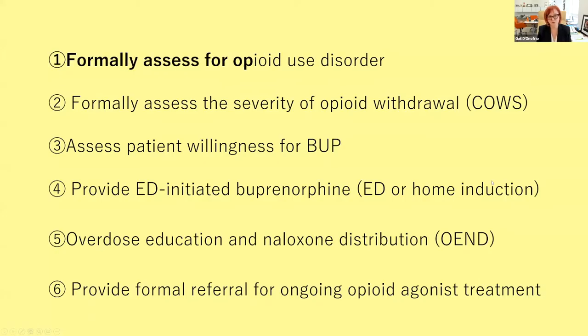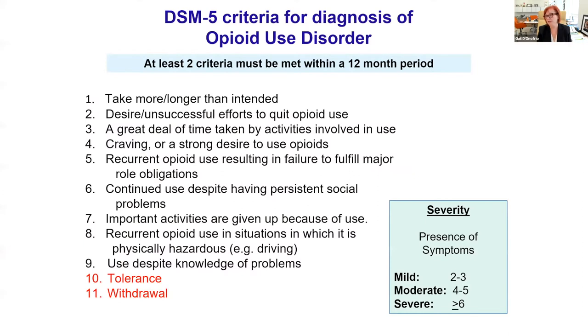So first of all, formally assessing them, you need to make sure that they meet DSM criteria. There are questions associated with this. You don't generally have to go through this. I think once in my life I went through this because I was unclear. Someone was taking a prescription medication that wasn't prescribed for them. I wasn't quite sure, and I went through the list. But most of the time you'll just see they're using more and more and more.